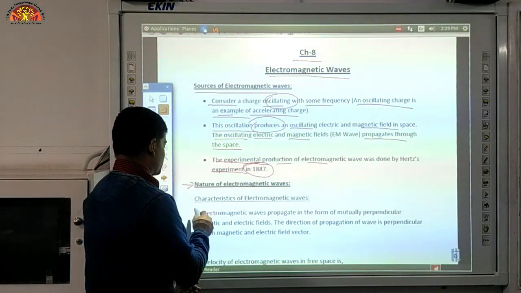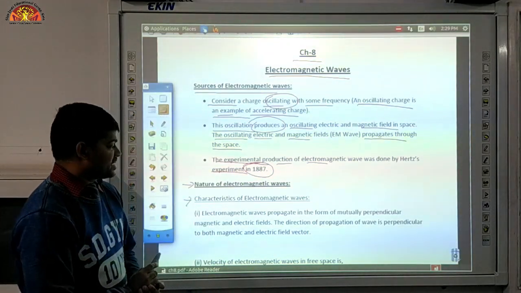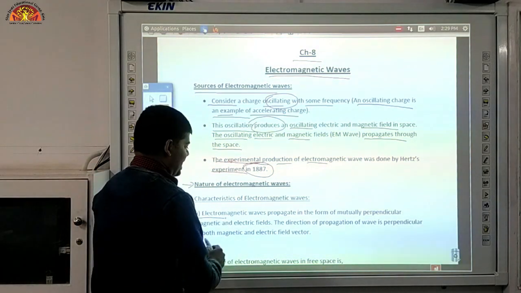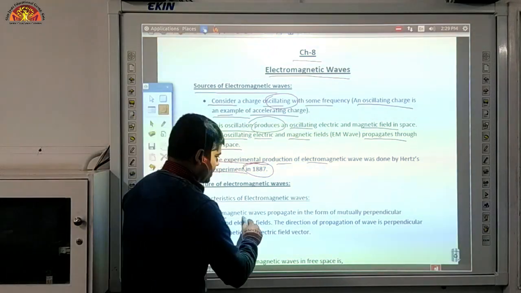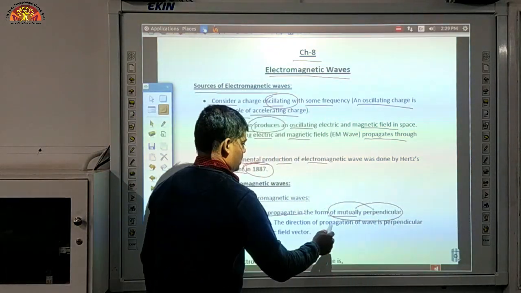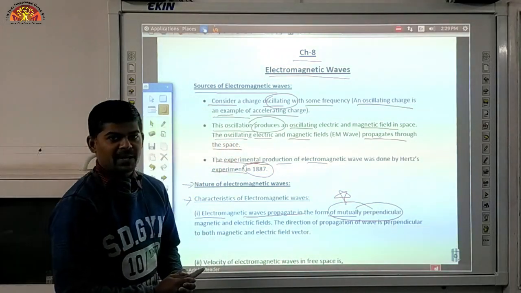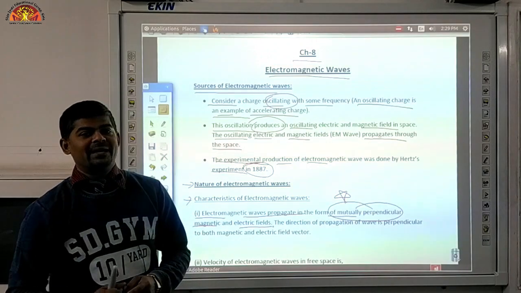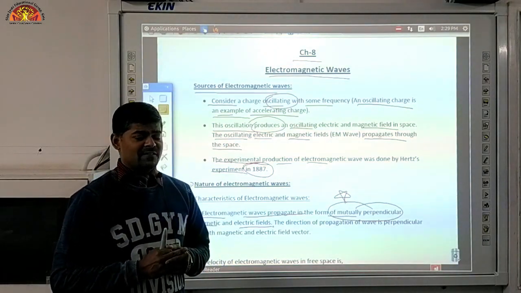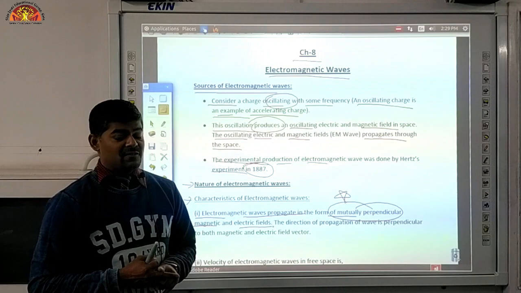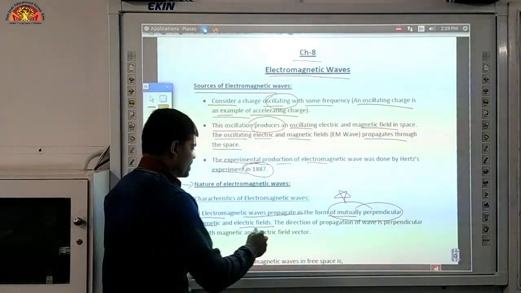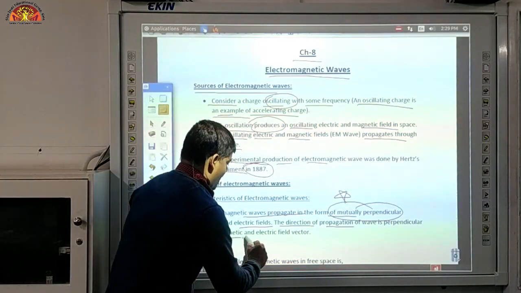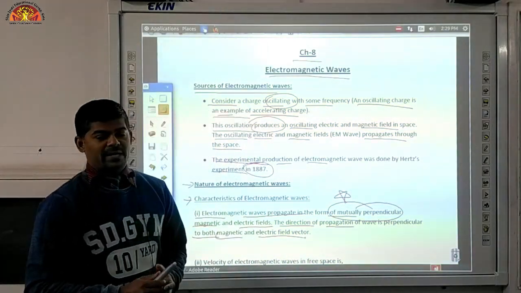If we talk about the nature of electromagnetic waves, first of all we go through the characteristics of electromagnetic waves. Electromagnetic waves propagate in the form of mutually perpendicular magnetic and electric fields. Learn this one, mutually perpendicular. Remember one thing in your mind, in electromagnetic waves, the magnetic field और electric field दोनों एक दूसरे के mutually perpendicular होने चाहिए. The direction of propagation of the wave is perpendicular to both the magnetic and electric field vectors.